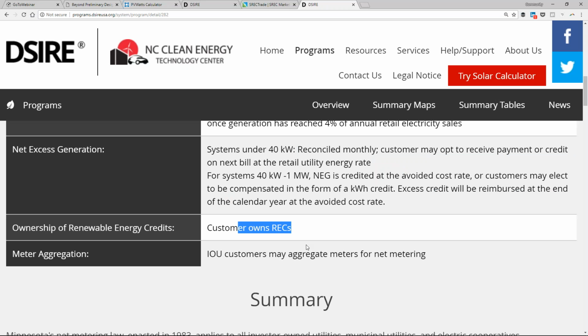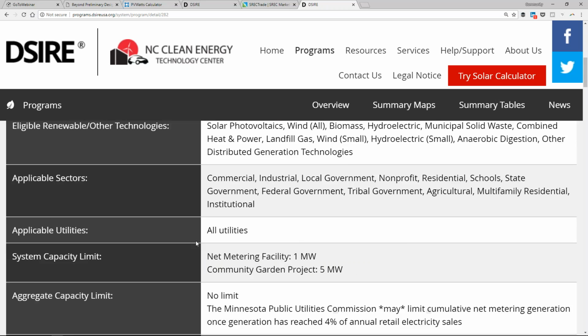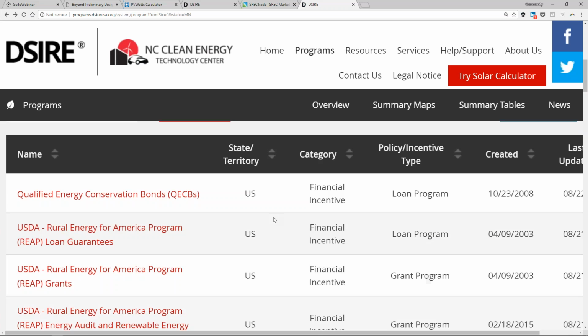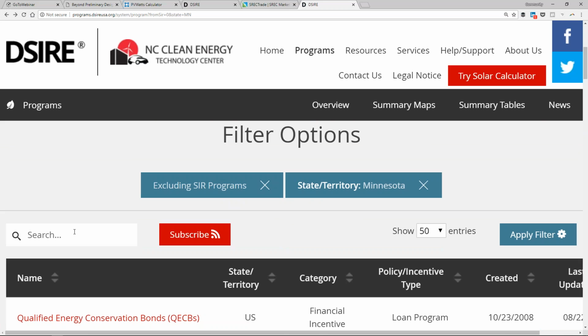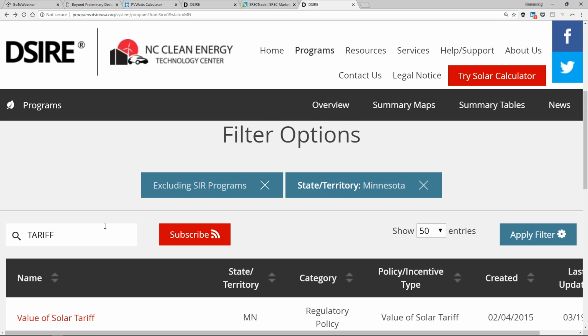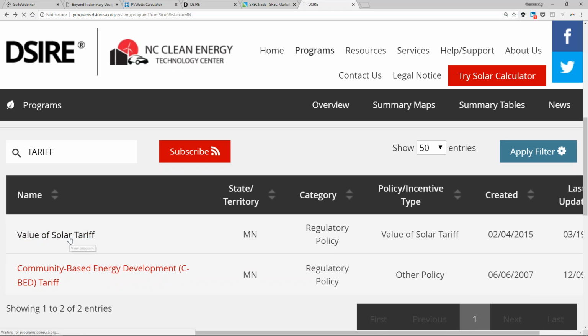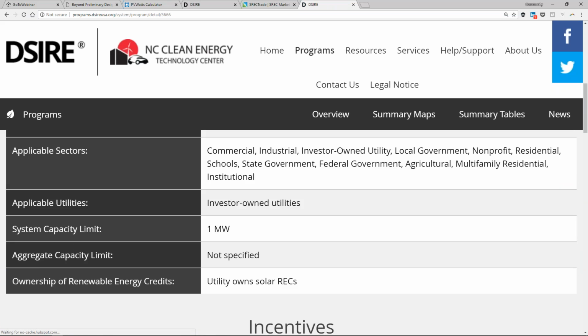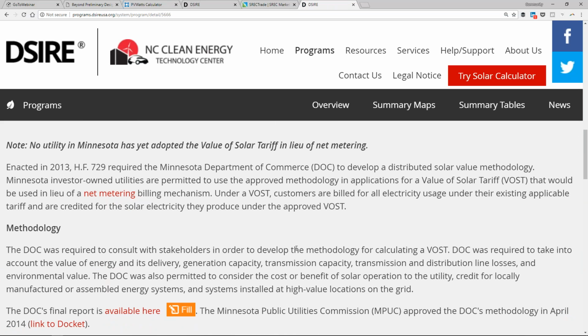Customer owns the RECs. They're already kind of anticipating an unfairness in the net metering policy, or a battle in the net metering policy. And so what they're doing is giving their utilities a way to opt out of net metering, kind of nipping the conversation in the bud to say, well, if you don't want to give your customers net metering, you can give them this value of solar tariff instead.